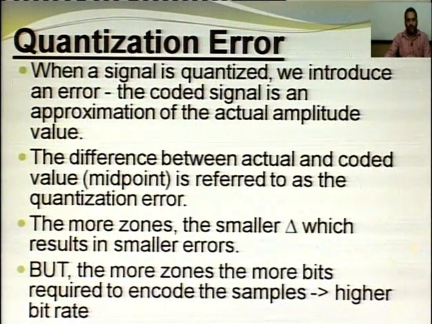The difference between the actual value and the coded value at the midpoint is referred to as the quantization error. The difference between the actual and the approximated value is the error. The more zones, the smaller the delta difference, which results in smaller errors.